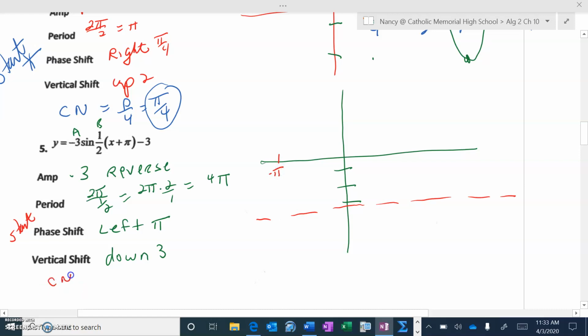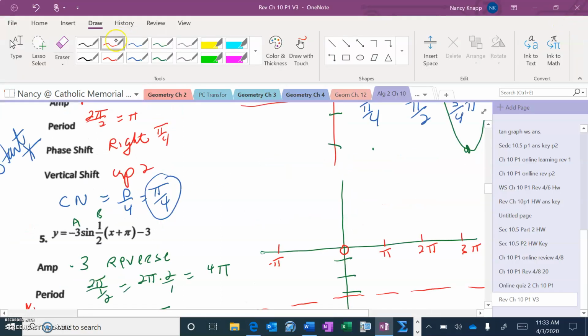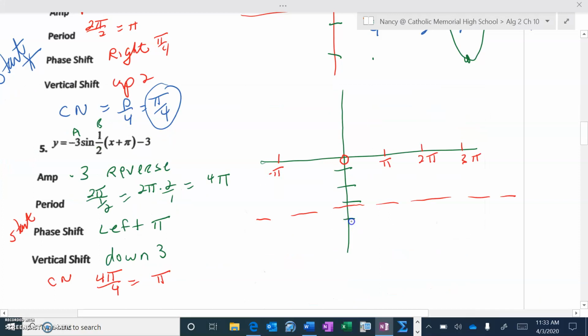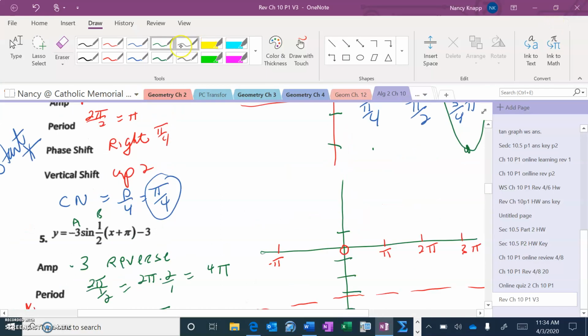And then I'm going to get my critical numbers. For my critical numbers, you take your period and you divide by 4. So the critical number is pi. So I'm going to take -1 pi and add pi. I'd be at 0. And then 0 and 1 pi, I'm at pi. 1 pi and I'd add pi, I get to 2 pi. And 2 pi plus 1 pi is 3 pi. And now I'm going to do a sine graph on that red axis, which is at -3, and it's reverse amp 3. So that means I'm going to go down 3 and up 3 and graph a sine graph.